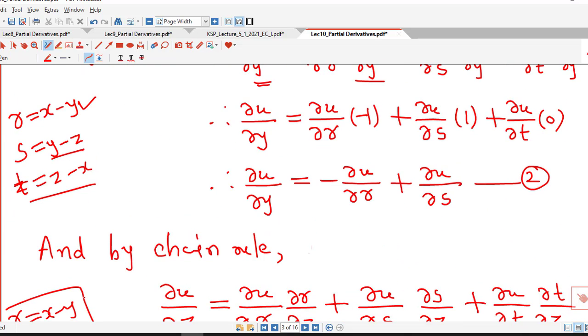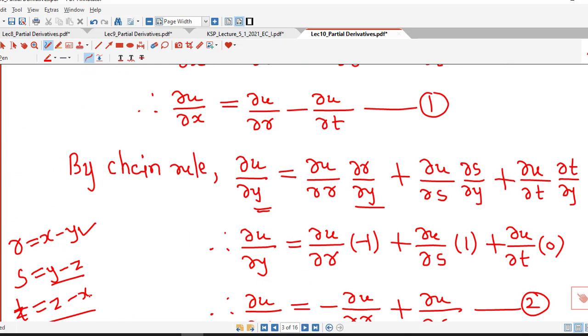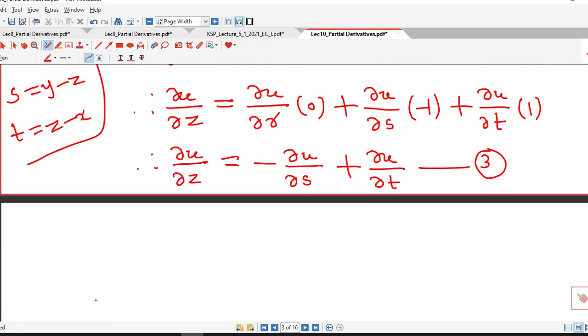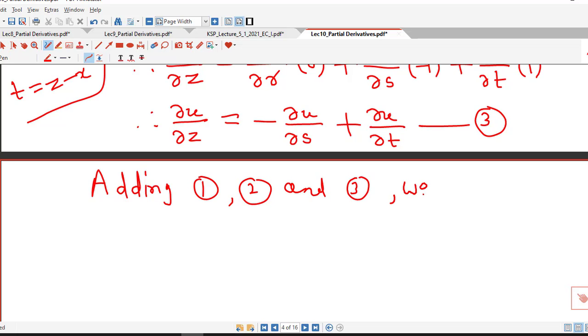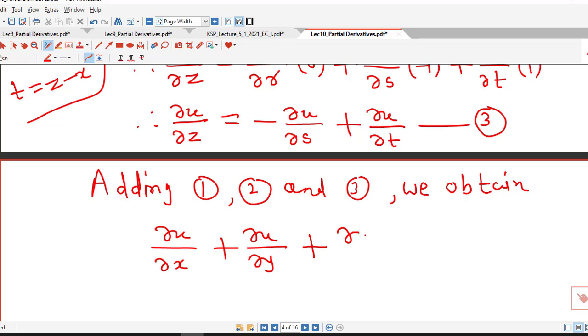So to find out addition of these three partial derivatives, we have to add equations 1, 2 and 3. So adding 1, 2 and 3, we obtain left hand side will be addition of del u by del x, del u by del y and del u by del z.